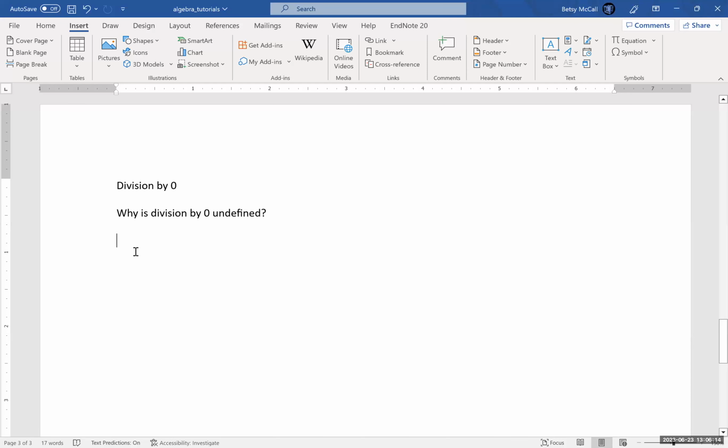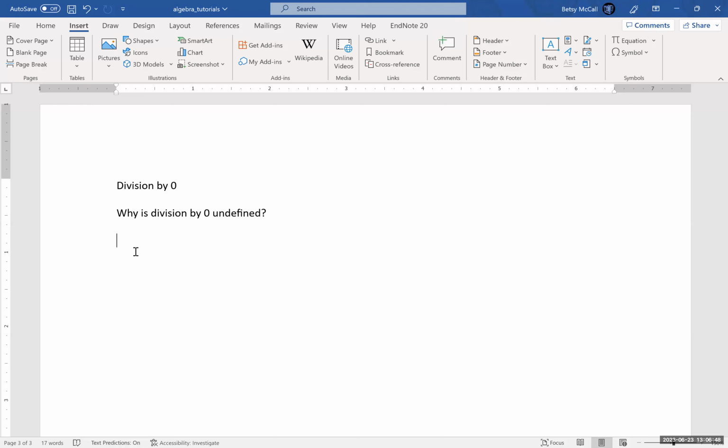Okay, so we're going to look at some explanations for why division by zero is undefined. One of the interesting things is that division by zero is undefined in actually two different ways, depending on what you're dividing zero into. The way that we're going to talk about this is in terms of equivalent multiplication problems.